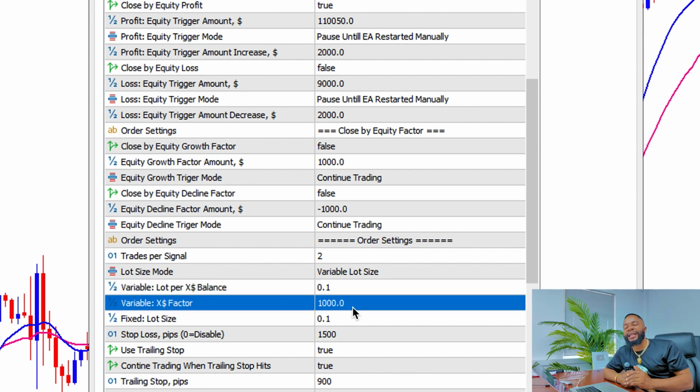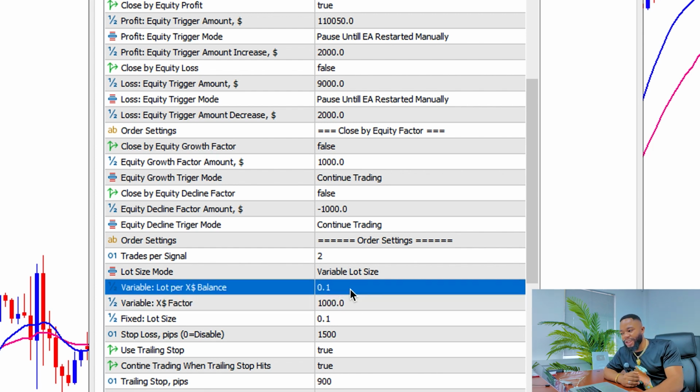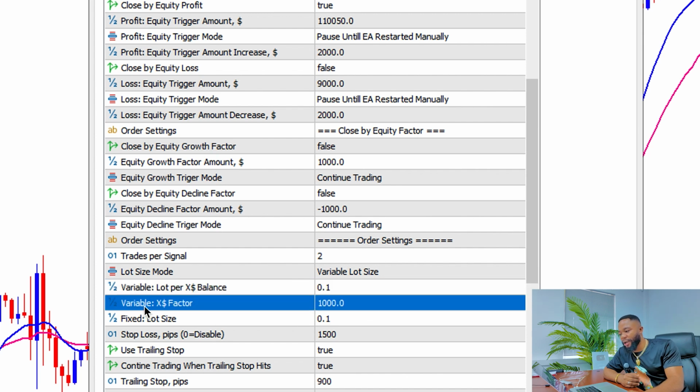We're going to talk in terms of increase and decrease. If the equity increases from 10,000, or if the balance increases from $10,000 to $11,000, instead of the robot trading with 0.1 lot size, the robot is going to start trading with 0.2 lot size. Can you see that? The robot is going to start trading with 0.2 lot size because the X factor has just increased by $1,000.